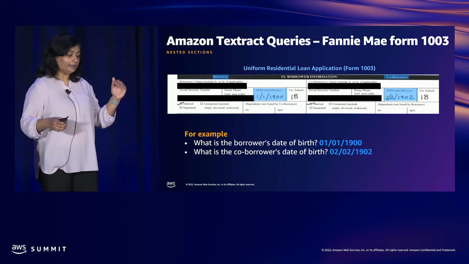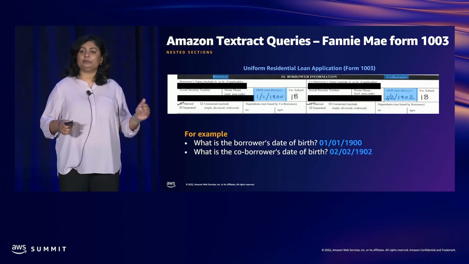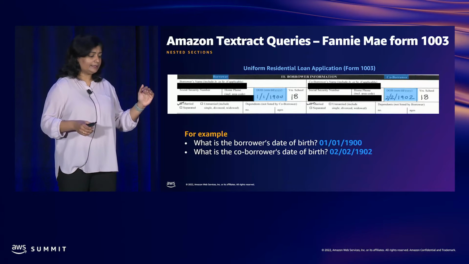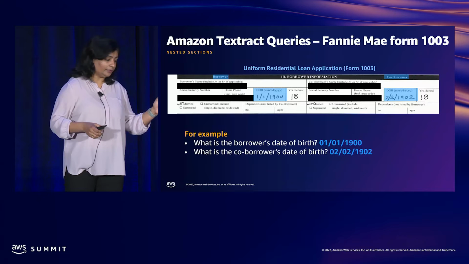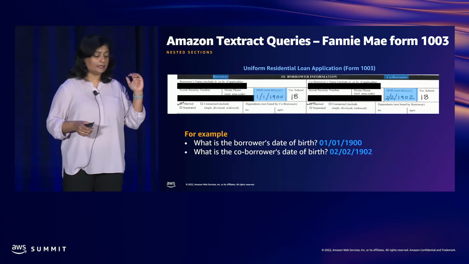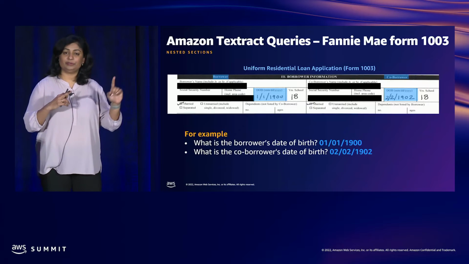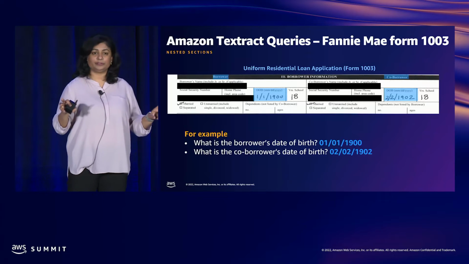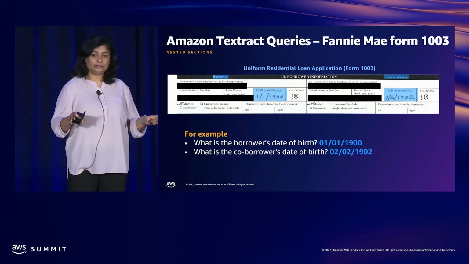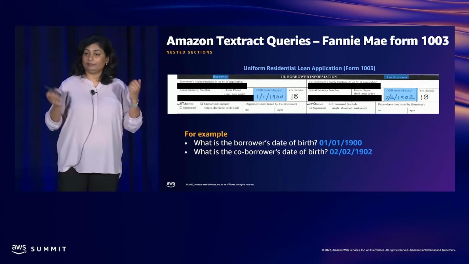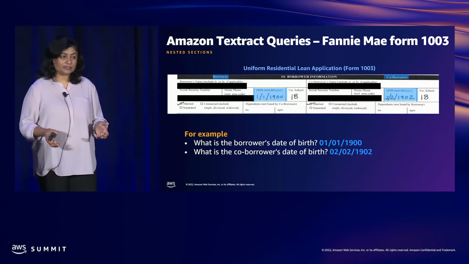And if you look at the fields, it's the same information that is being extracted, right? It's a date of birth, it's the phone number, it is your marital status, same things. But you need to be able to tie it back to whether it's of a borrower or a co-borrower. Very difficult problem today. A lot of post-processing that happens based on geometry. But with queries, that problem is resolved.